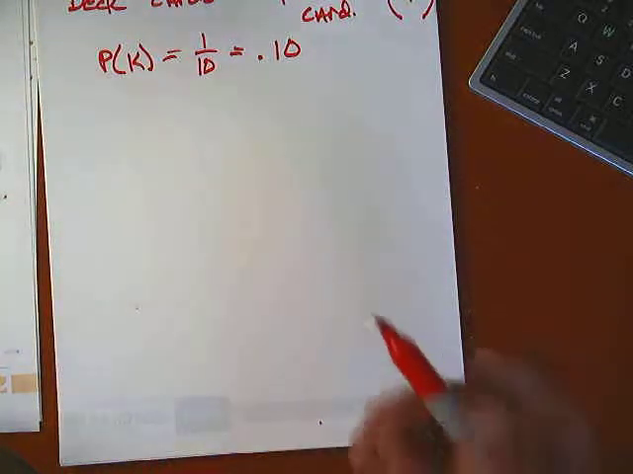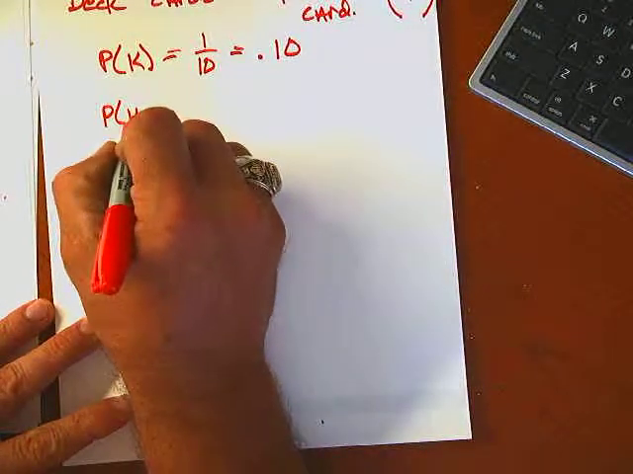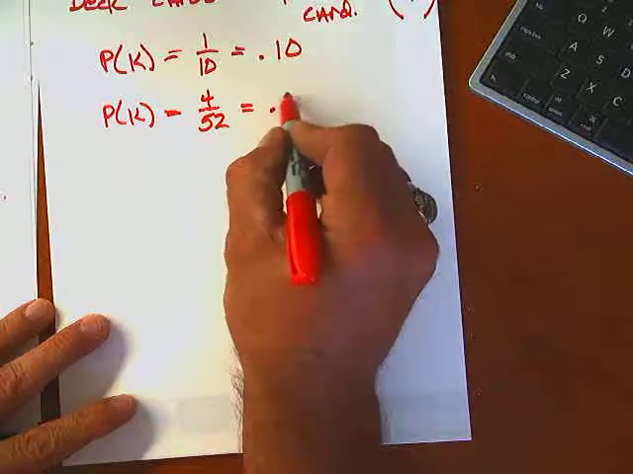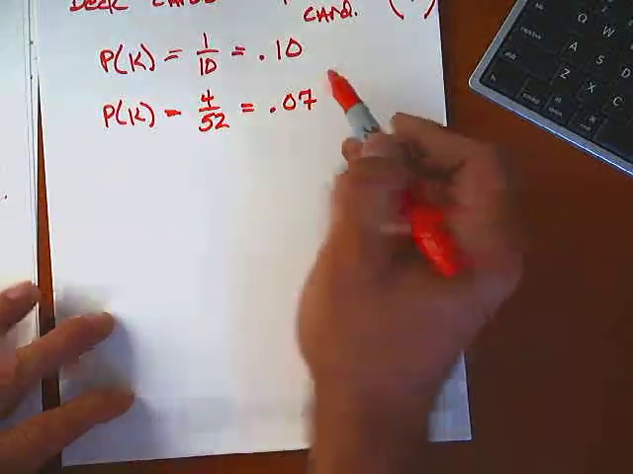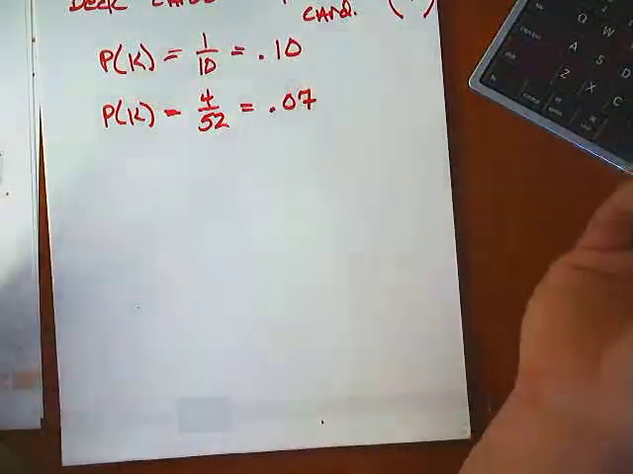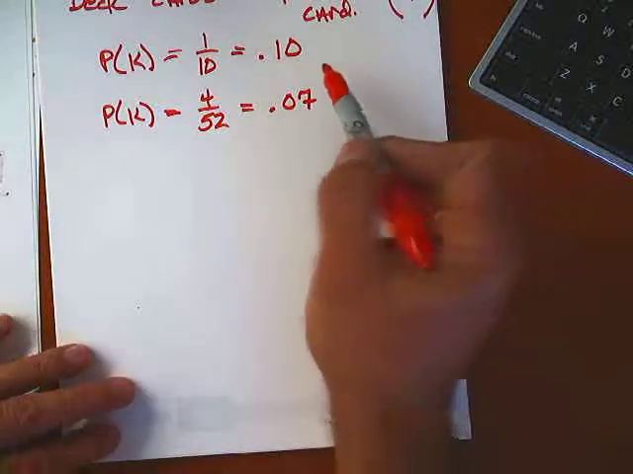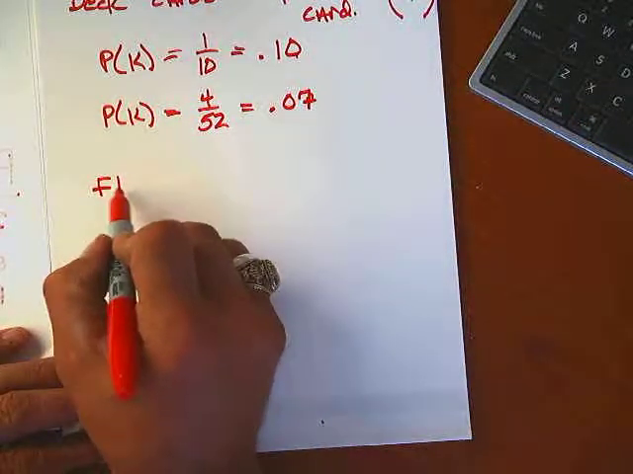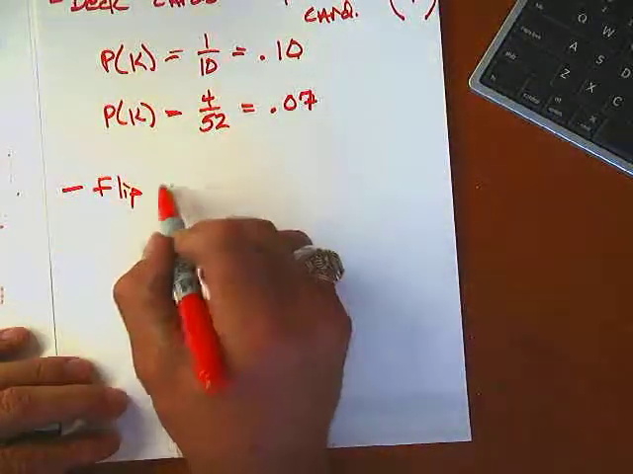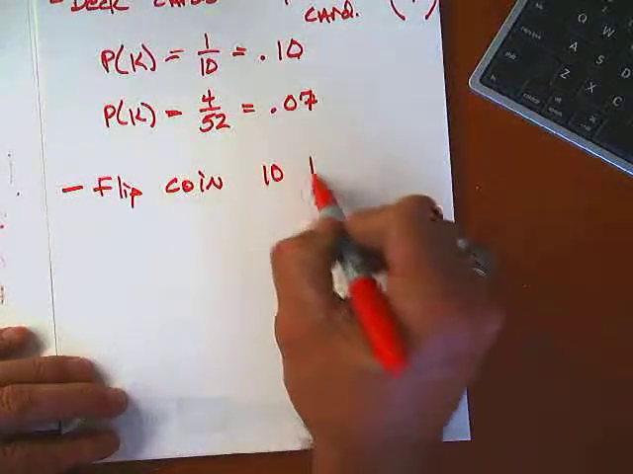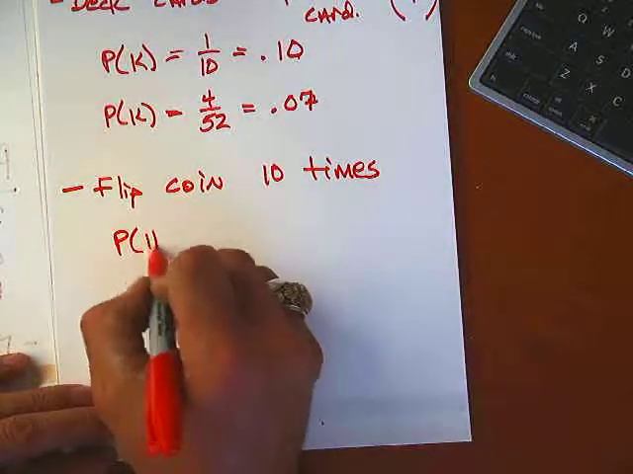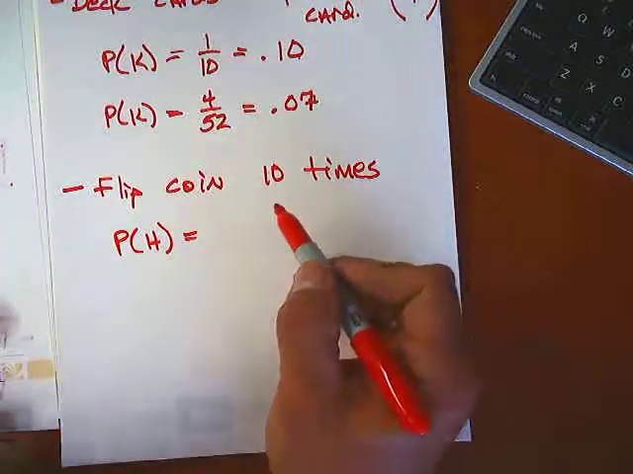Well, we said the probability of picking a king is 4 out of 52. And if you do 4 divided by 52 with your handy dandy calculator, you're going to get 0.07, which they don't equal. Probability of a king is 4 out of 52, which is equal to 0.07. Now, this 0.1 was just a number that I picked. I didn't do the experiment. But these two are not equal.